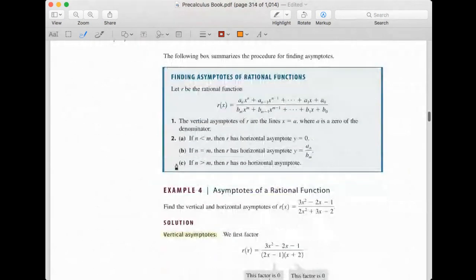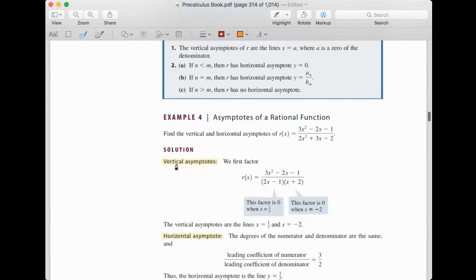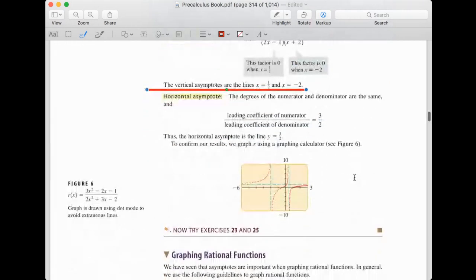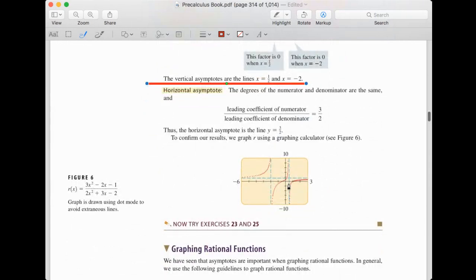Okay, so that's vertical asymptotes. Let's figure out the vertical asymptotes for this function. We want to factor the denominator: (2x minus 1)(x plus 2). If x is a half, this will be 0. If x is negative 2, this will be 0. So we have 2 vertical asymptotes at x equals a half and x equals negative 2. If we graph, we have this: at x equals a half, we draw a dotted line, and at x equals negative 2, we draw a dotted line.